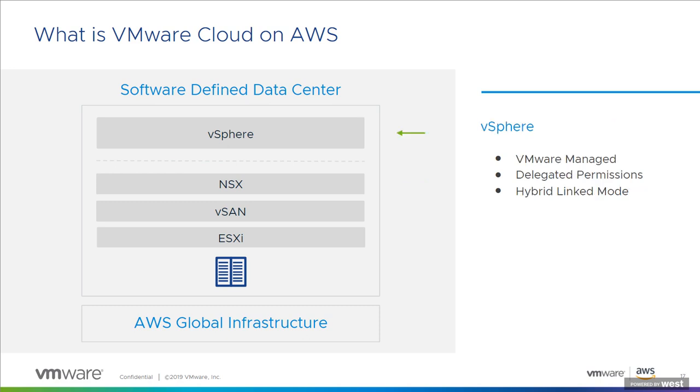vSphere is VMware managed, so it's allowing you to delegate permissions. So vCenter is used for this purpose, and it enables things like hybrid linked mode, so we can have a single pane of glass view of not only your on-premises environment, but also the resources that are currently running inside VMC as well.